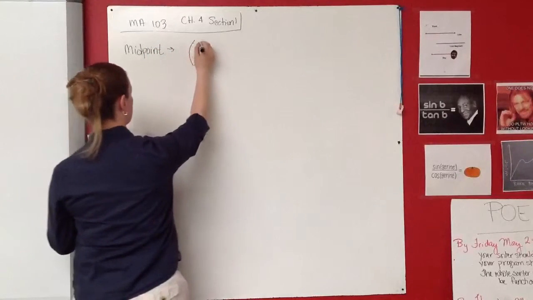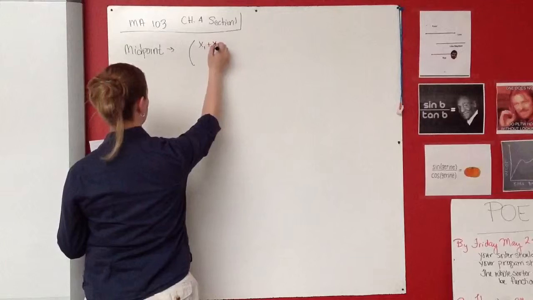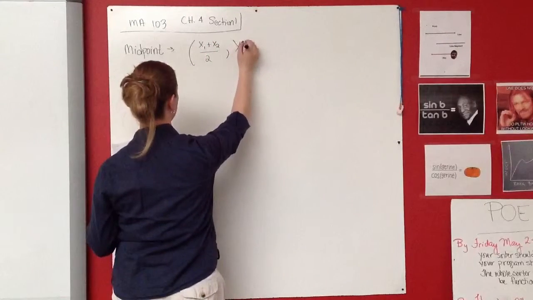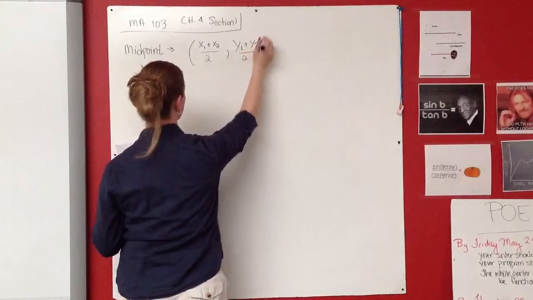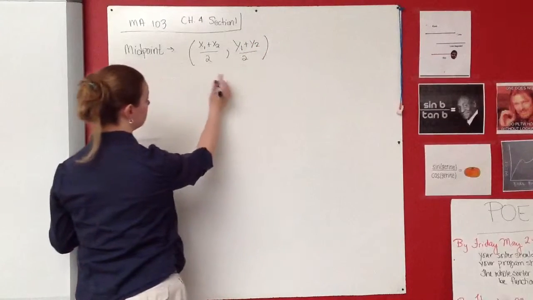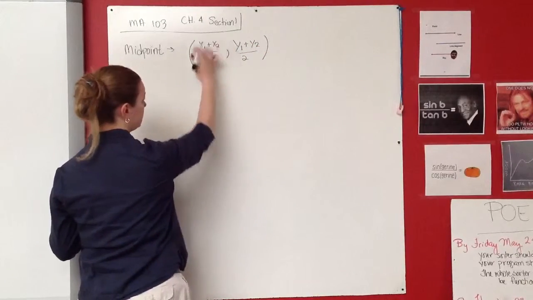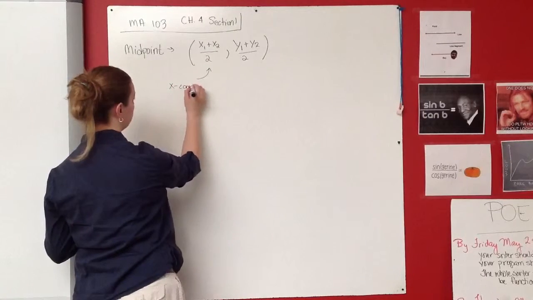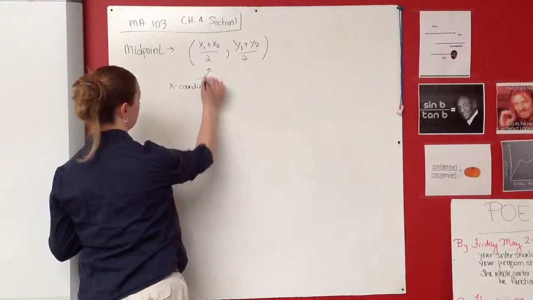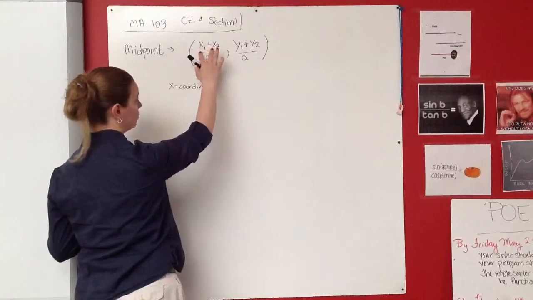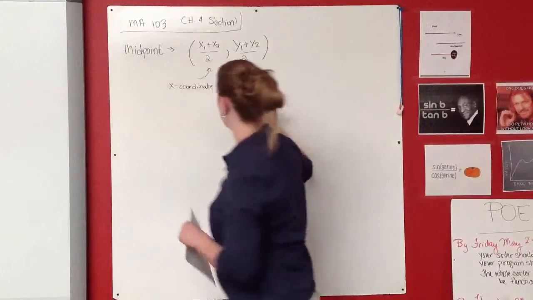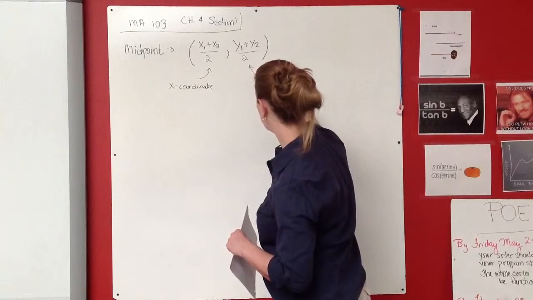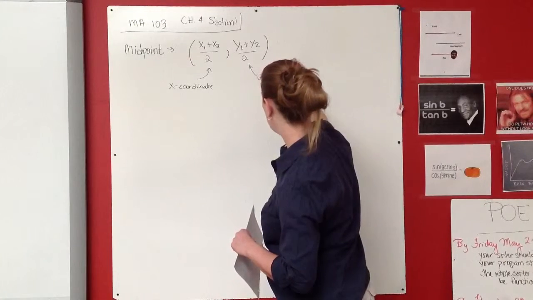The coordinates are x1 plus x2 divided by 2, y1 plus y2 divided by 2. Now, if you look at this closely, this part right here will yield your x-coordinate of the midpoint. It's just the average of the two x-coordinates for your two ordered pairs that you're looking at. This part right here will yield the y-coordinate of the midpoint.